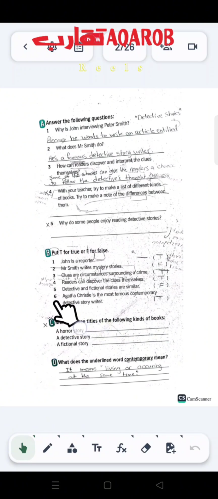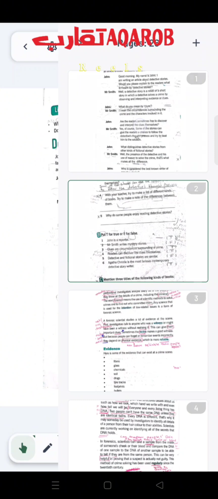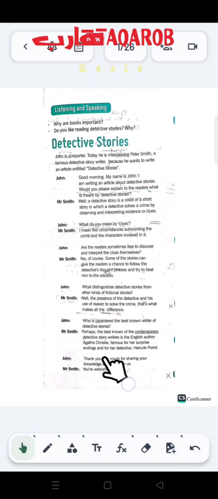Number 6. Agatha Christie is the most famous contemporary detective story writer. True, because they said that the best known of the contemporary detective story writer is the English author Agatha Christie, famous for her surprise endings and for her detective Hercule Poirot.